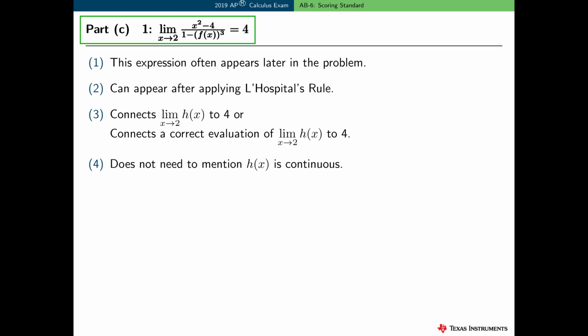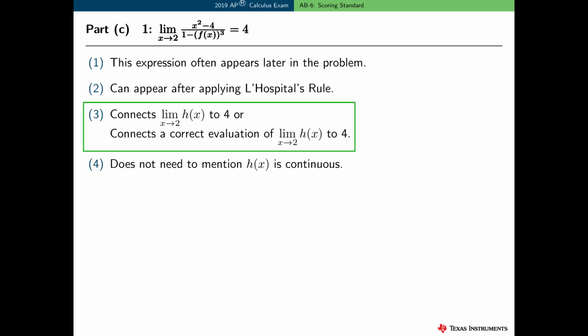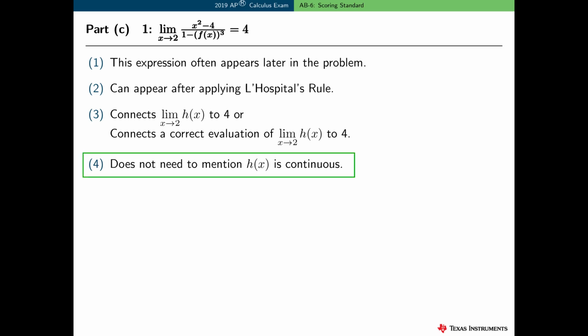Part C was worth 4 points, and there was a lot to do here. The first point was for equating this limit to 4. Now, this expression often appeared late in the student's solution, and that's okay. In fact, it can appear after applying L'Hopital's rule. The expression didn't have to be the first item presented. But somehow, to earn this point, the student had to connect this limit to 4, or show a correct evaluation of the limit in some way. And in finding this limit, the student did not need to mention that h of x is continuous.